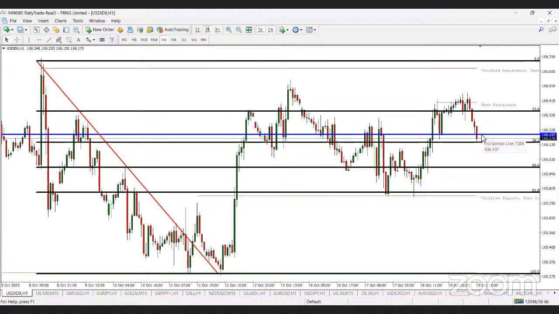For instance, you will notice that where I have my 61.8% Fibonacci is around where I have my verified support. You will notice that where I have my 50% Fibonacci is a place where price was rejected here. Where I have my 38.2 is a place where price has also been rejected in the past. And it's also around the place where I said it's looking like a current support for the dollar index.